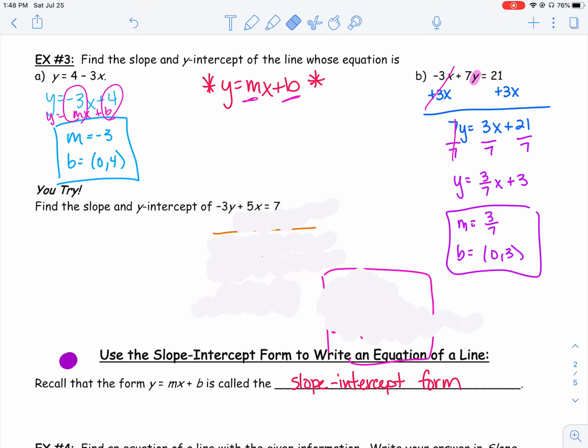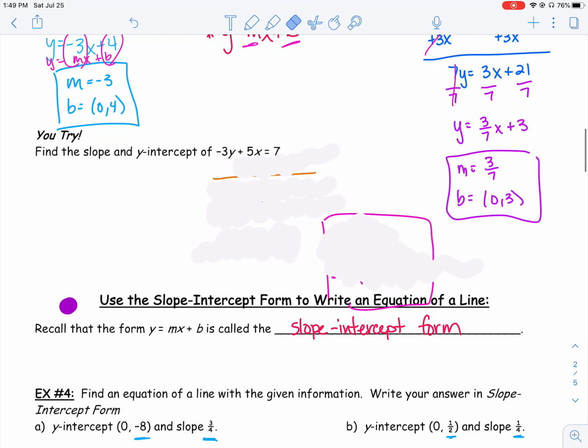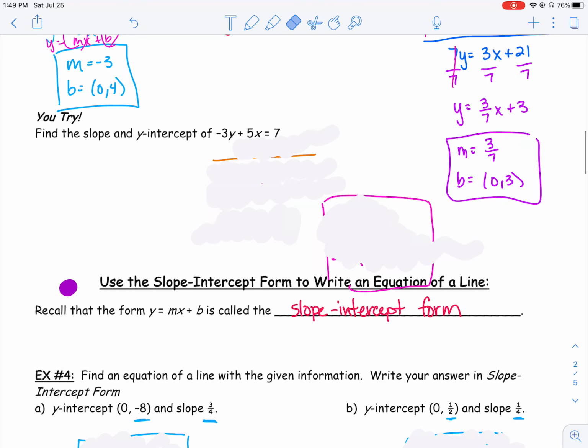Why don't you try one? Try finding me the slope and the y-intercept of the equation negative 3y plus 5x equals 7. Pause the video, see if you can get it to be in slope-intercept form so you can quickly pick out the slope and the y-intercept.